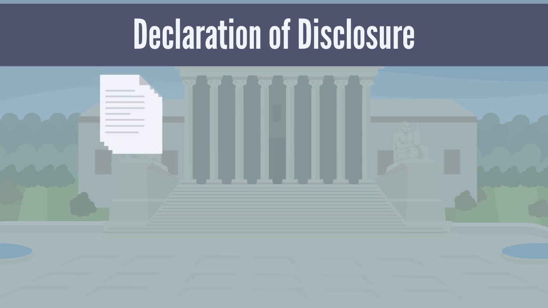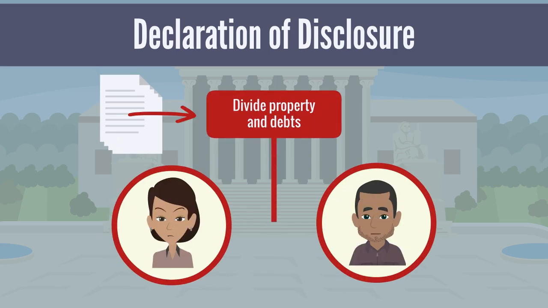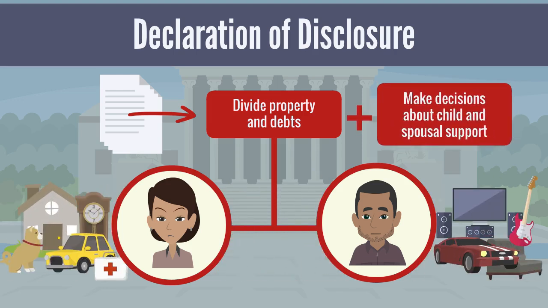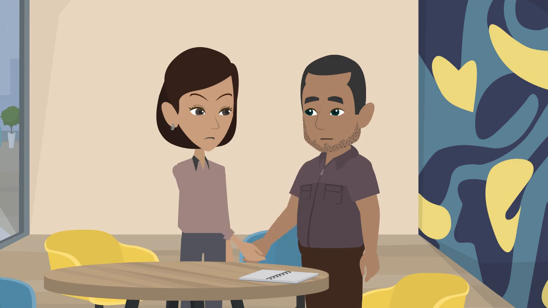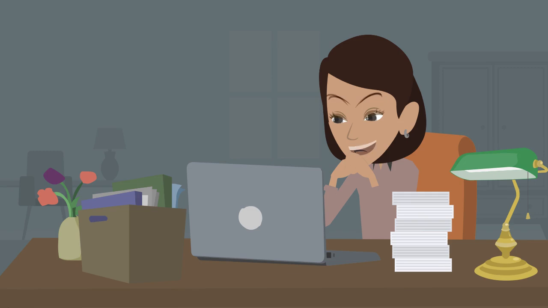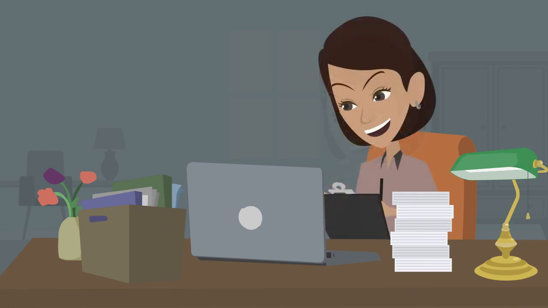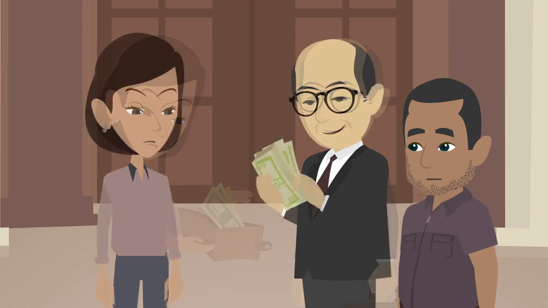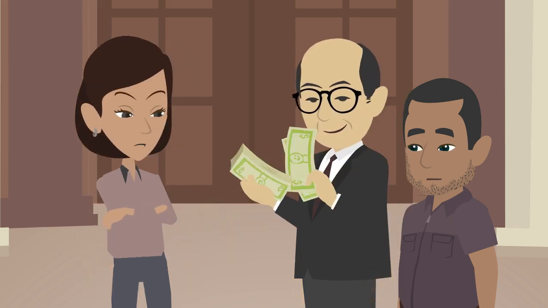You will use this information to divide your property and debts and make decisions about child and spousal support. Being upfront and truthful makes it easier to work out an agreement. If you hide information or if you are not truthful, you run the risk of losing property and being ordered to pay the other person's lawyer fees.